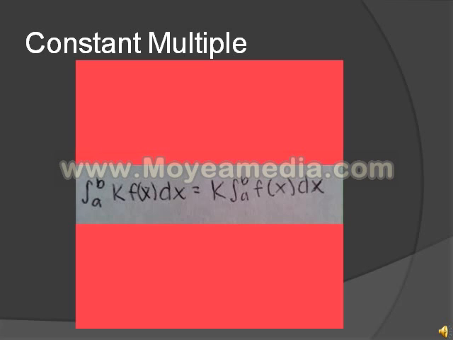The constant multiple means that the integral from a to b of k times f of x dx is equal to k times the integral from a to b of f of x dx. So you just pull out the constant to outside of the integral.